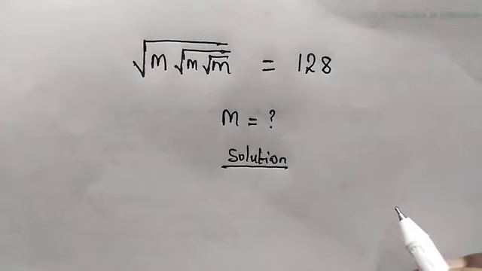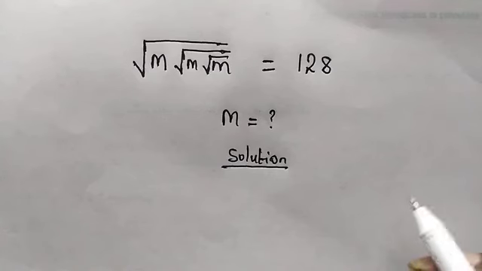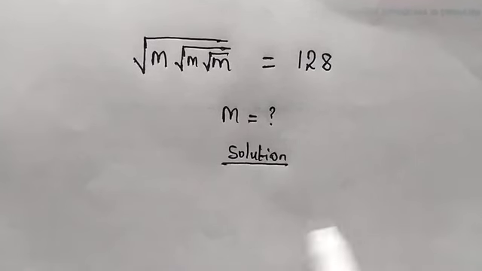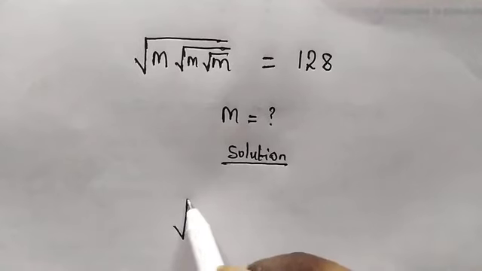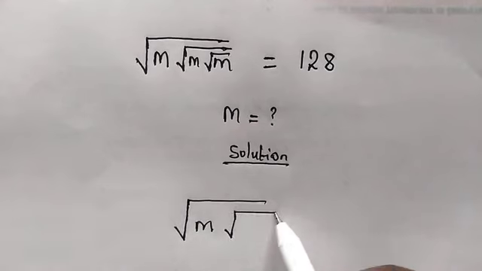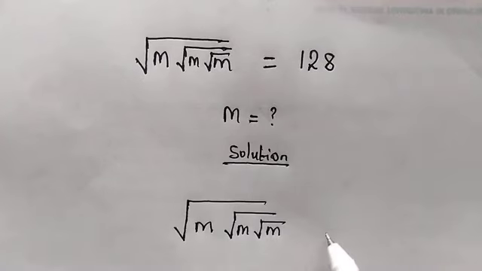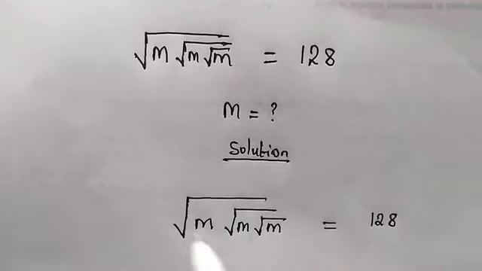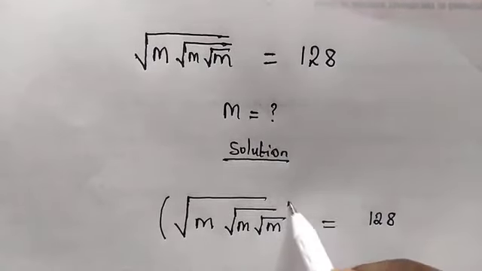Today we're going to find the value of m in the following given radical equation. Square root of m multiplied by the square root of m multiplied by the square root of m is equal to 128. So let's get started. We have square root of m multiplied by the square root of m multiplied by the square root of m, which is equal to 128. Now let's square both sides of this equation.